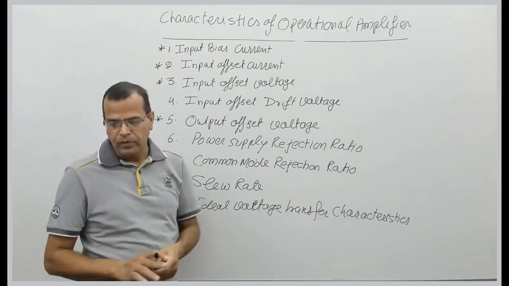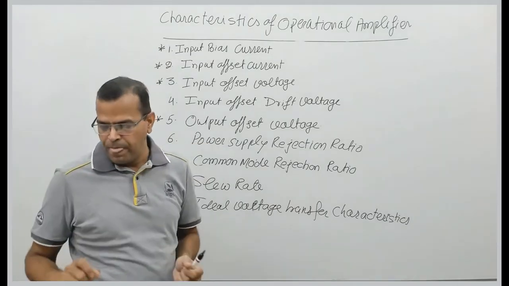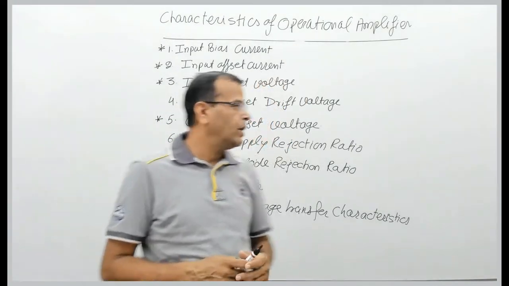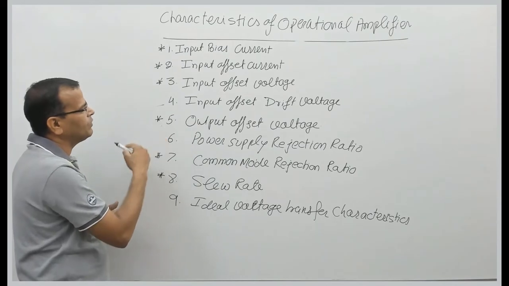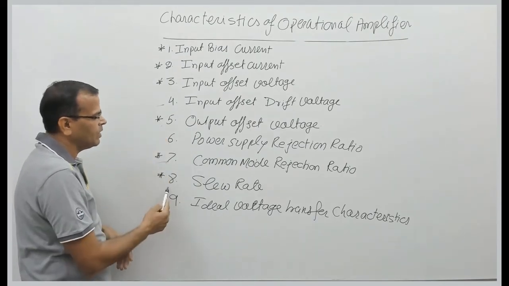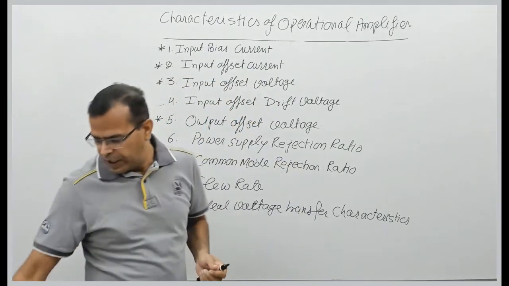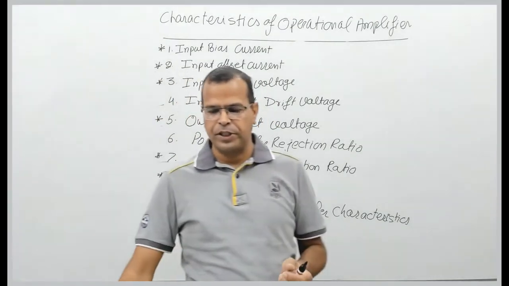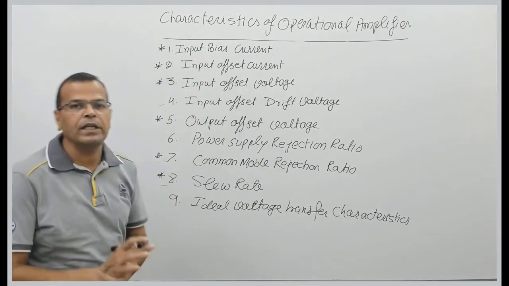Fine. Now we will discuss these characteristics one by one. Especially you have a number of numericals in output offset voltage, and theoretical questions from the remaining topics. So let us start. First one, input bias current.